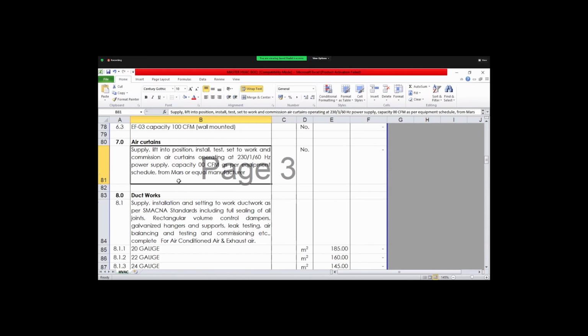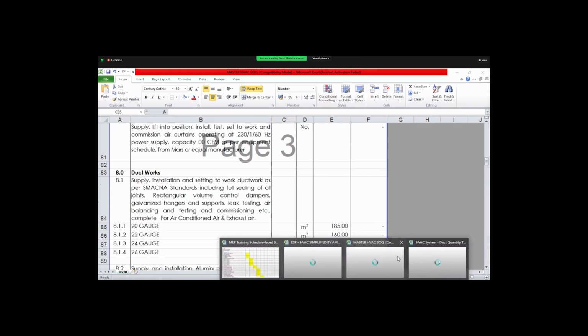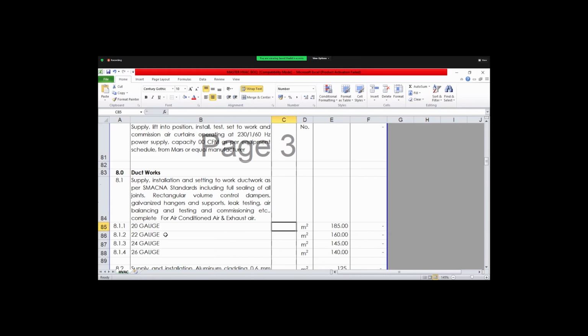Okay, the next is the ductwork. So what is ductwork? Ductwork is the duct which we have designed for air distribution. We have to mention it in square meters. We have to calculate the duct quantity. We will have one sheet, and I will show you how to calculate the duct material.